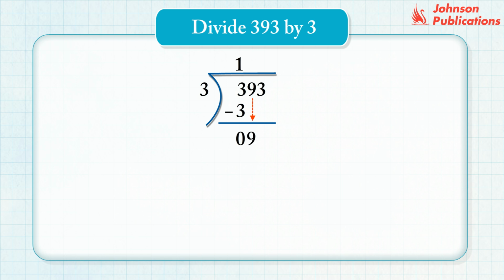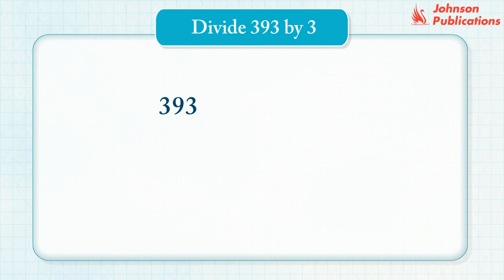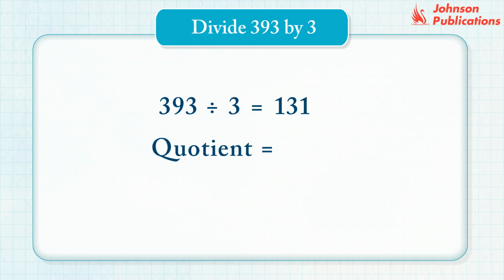Step 2. Bring down the tens digit, 9, and divide by 3. As 3 threes are 9, write 3 in the tens place of the quotient and 9 below 9 and subtract it. The remainder is 0. Step 3. Bring down the ones digit, that is 3, and divide by 3. As 3 ones are 3, write 1 in the ones place of the quotient and 3 below 3 and subtract it. The final remainder is 0. Thus, 393 divided by 3 is equal to 131. Here, 131 is the quotient and remainder is 0.